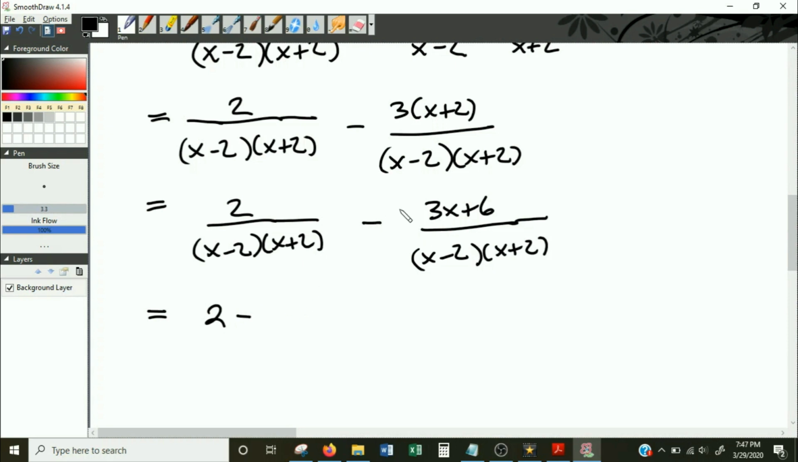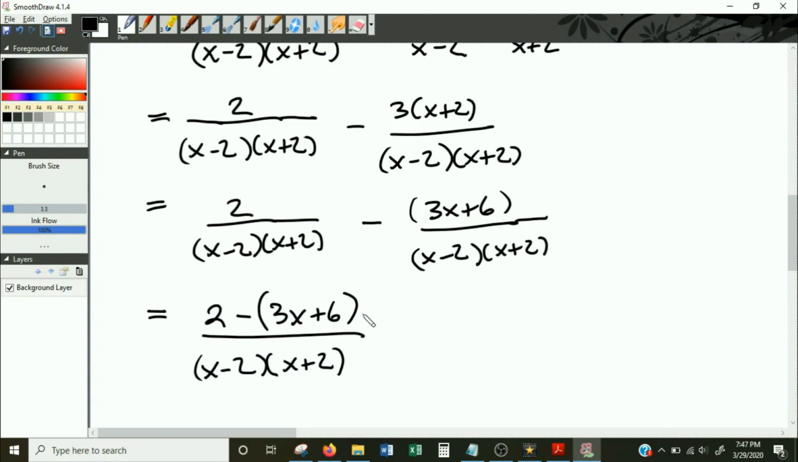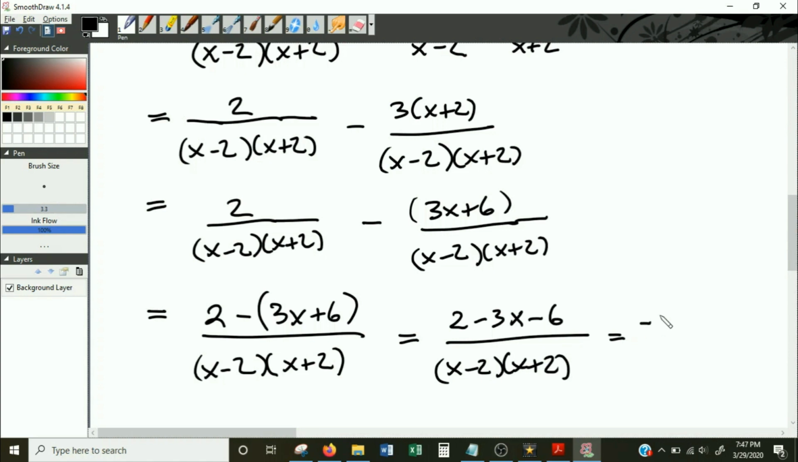Now because this minus is in front of this 3x plus 6, it's going to be like this: 2 minus the quantity of 3x plus 6, and then over that same denominator, x plus 2 times x minus 2. Then I'm going to expand that. I'll get 2 minus 3x minus 6 over this. Okay, and then if I simplify that, I'm going to get minus 3x minus 4 over x minus 2 times x plus 2. So this is the simplified rational expression.